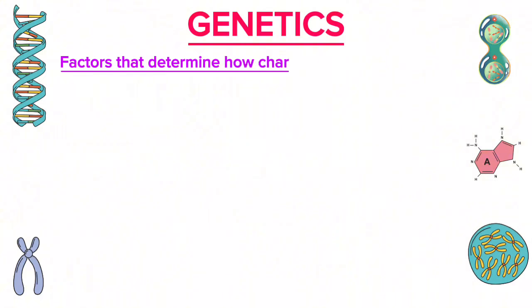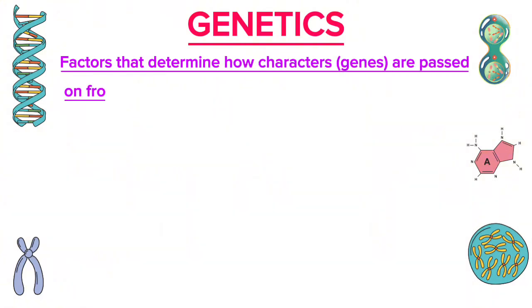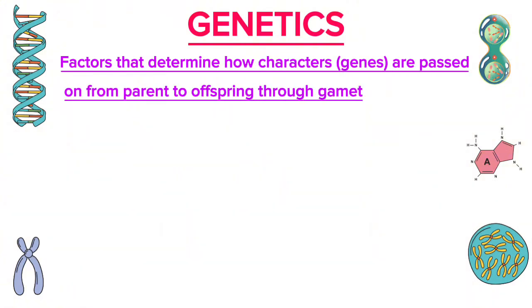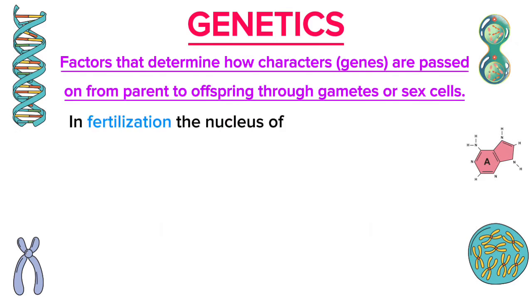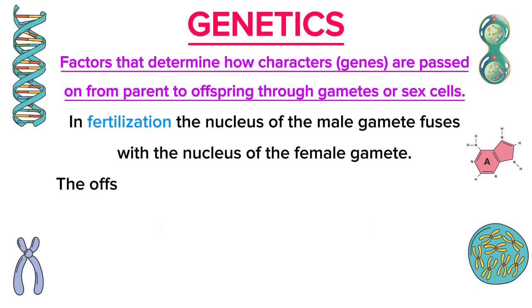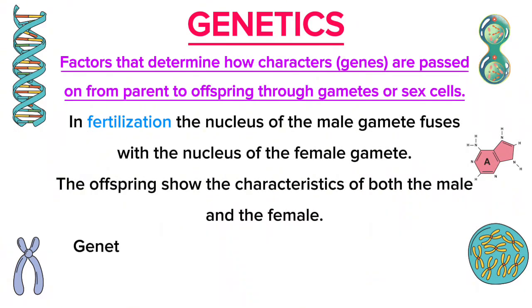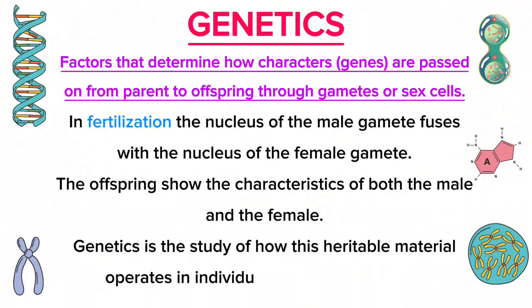Factors that determine how characters or genes are passed on from parent to offspring through gametes or sex cells. In fertilization, the nucleus of the male gamete fuses with the nucleus of the female gamete. The offspring show the characteristics of both the male and the female. Genetics is the study of how this hereditable material operates in individuals and their offspring. I hope that is understood.